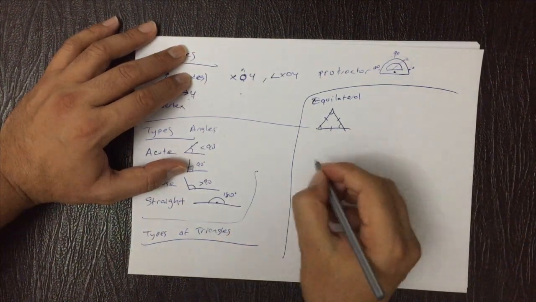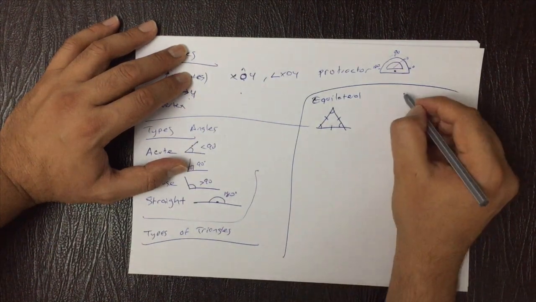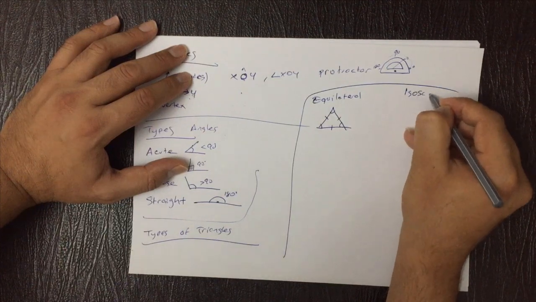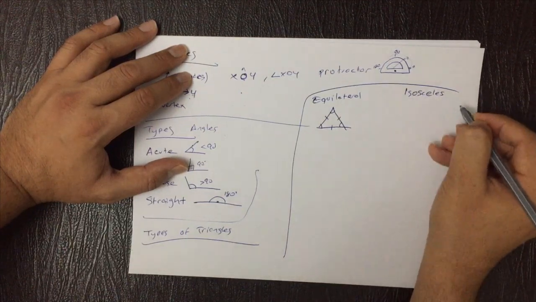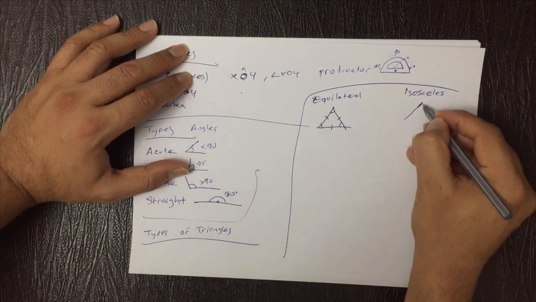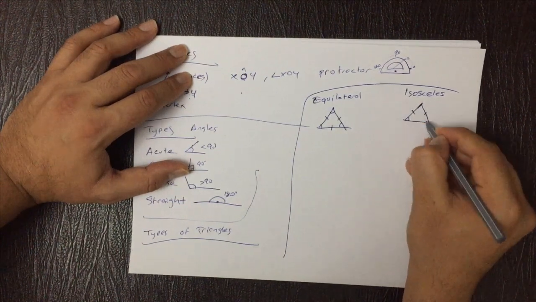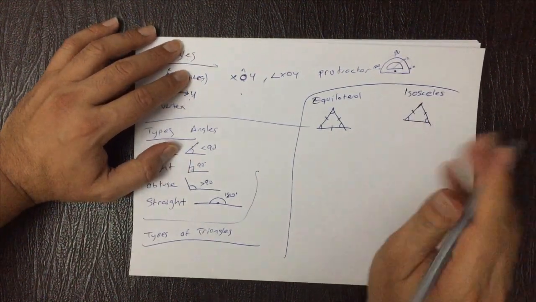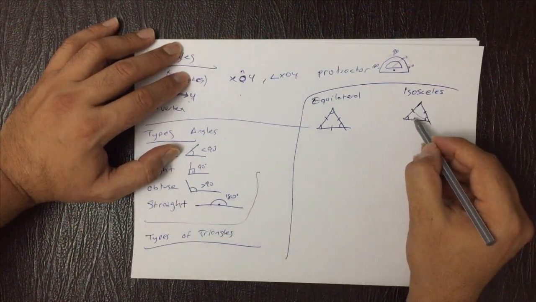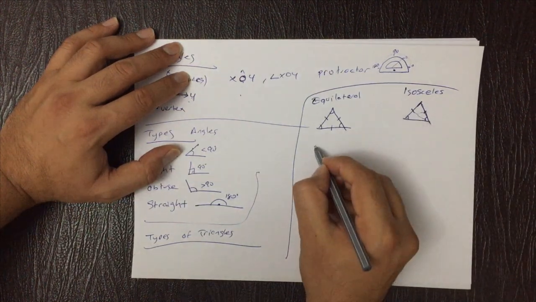Just that. The other one, isosceles. Isosceles triangle. What is isosceles? Just two sides are the same. Then these two angles, which are opposite to those sides, they are the same too at the same time.